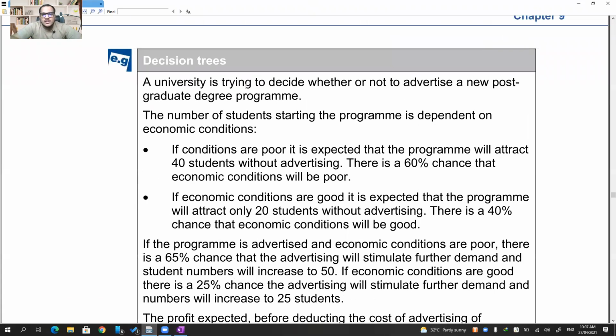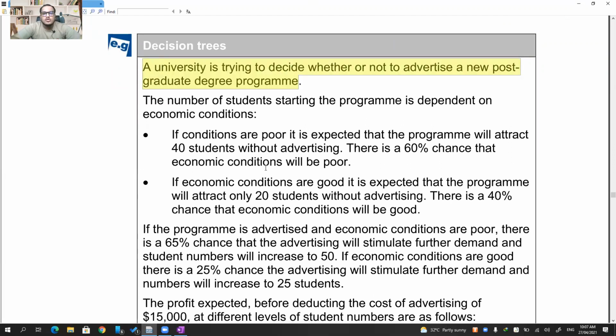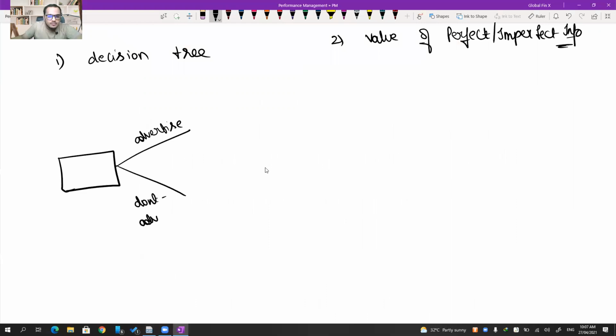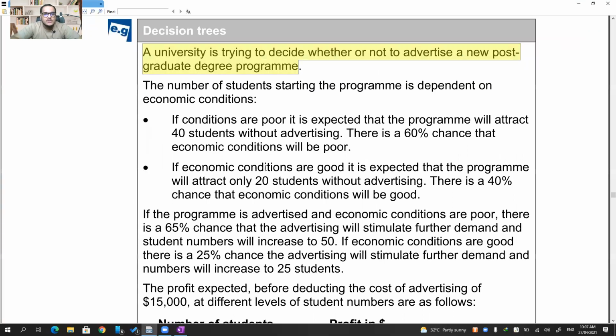A university is trying to decide whether or not to advertise a new postgraduate degree program. The ultimate decision is whether to advertise or not to advertise. So this is the decision that we are going to ultimately take. What happens if I advertise? What happens if I don't advertise? This is what we need to figure out. These are the two possible situations.